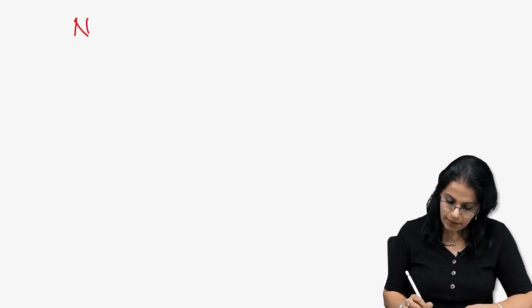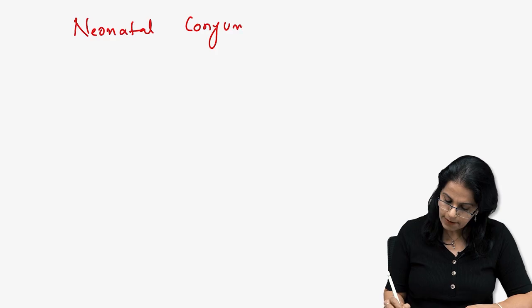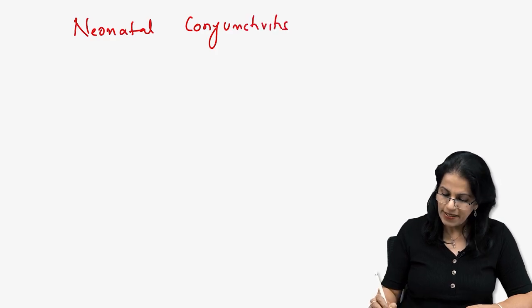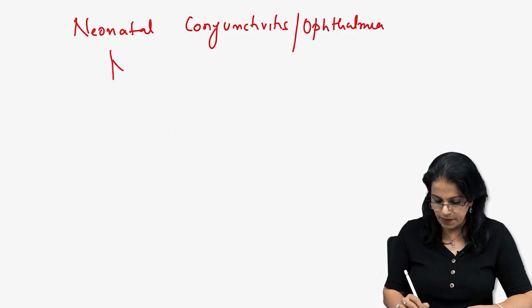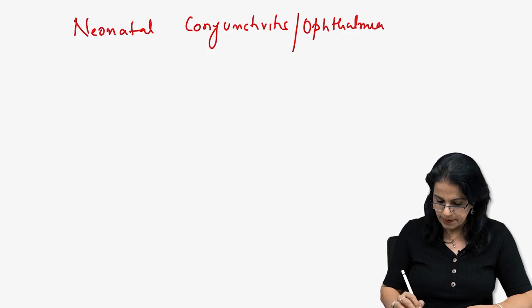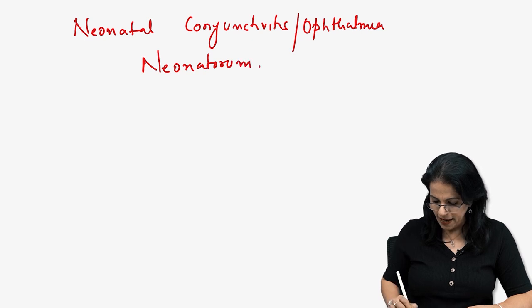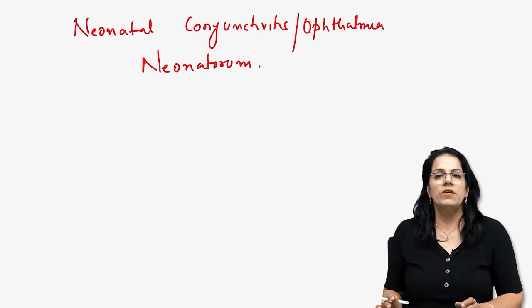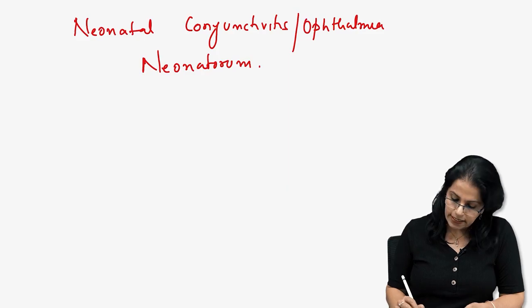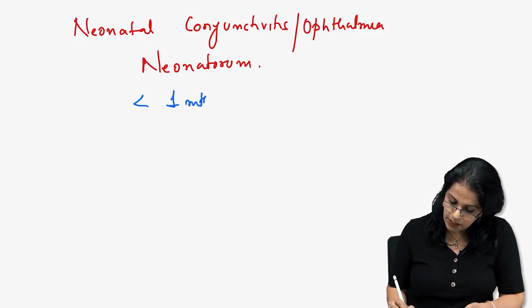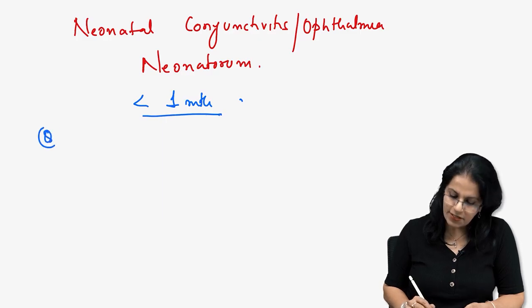What is the other name of ophthalmia neonatorum? We call it neonatal conjunctivitis. Give the heading, all of you. Neonatal conjunctivitis or ophthalmia neonatorum. Okay, how do you define this? We all know what ophthalmia neonatorum is. This is any conjunctivitis within less than 1 month of age. Again, it is an important topic asked in your exam.